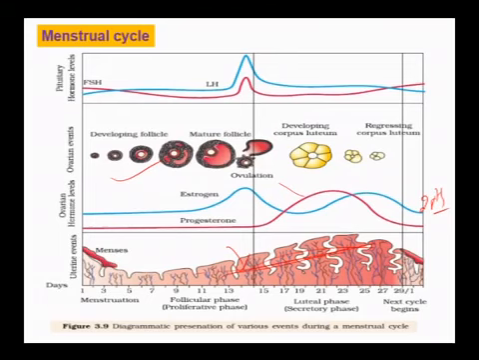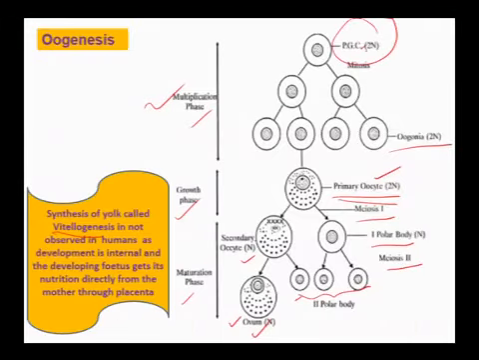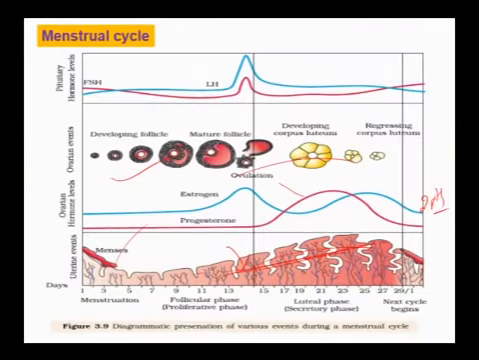So this cycle of changes that occur in the female reproductive system during reproductive phase is called menstrual cycle. Menstrual cycle in human female is of 28 days duration and can be studied under four main headings: menstruation phase, follicular or proliferative phase, then ovulatory phase, then luteal phase or secretory phase.